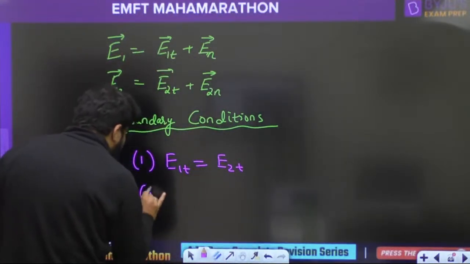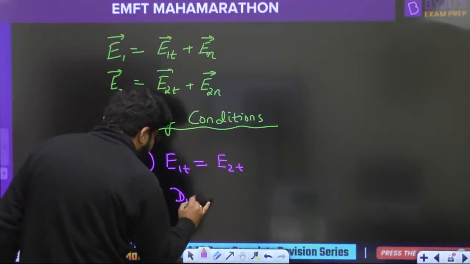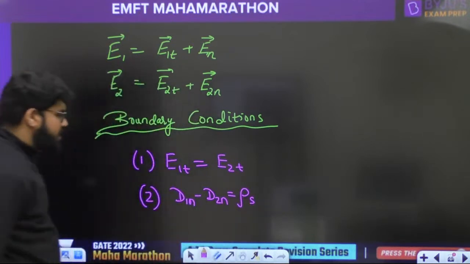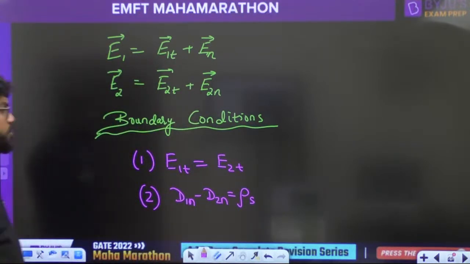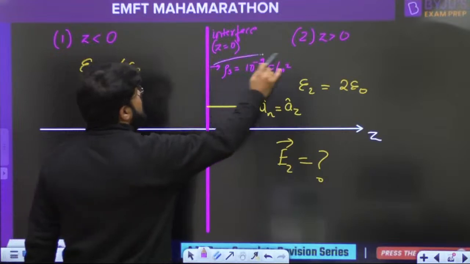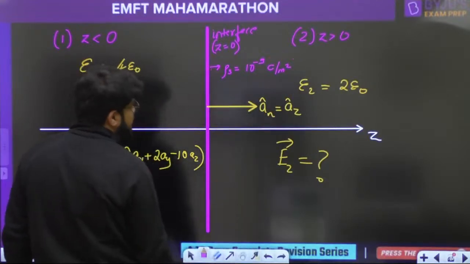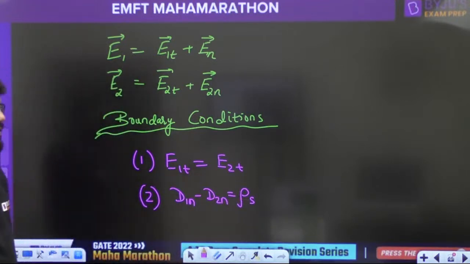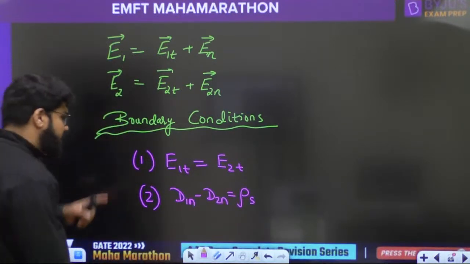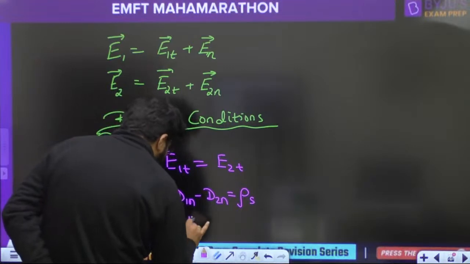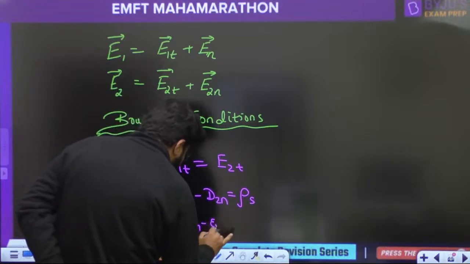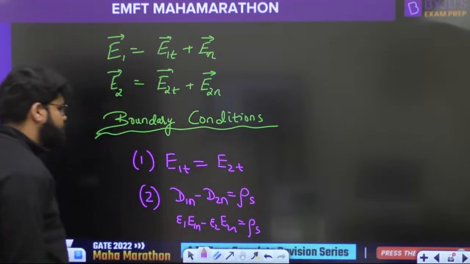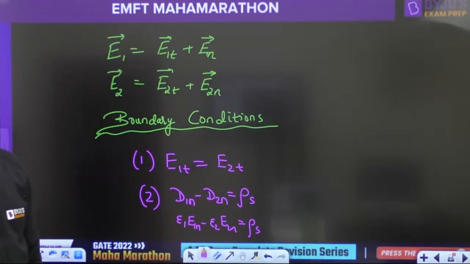Number two, in the form of the D field we write D1N minus D2N is equal to rho s, where rho s is the surface charge density at the interface, if there is some surface density. If not, then it will be 0. But D is epsilon E, so epsilon 1 E1N minus epsilon 2 E2N is equal to rho s, right?